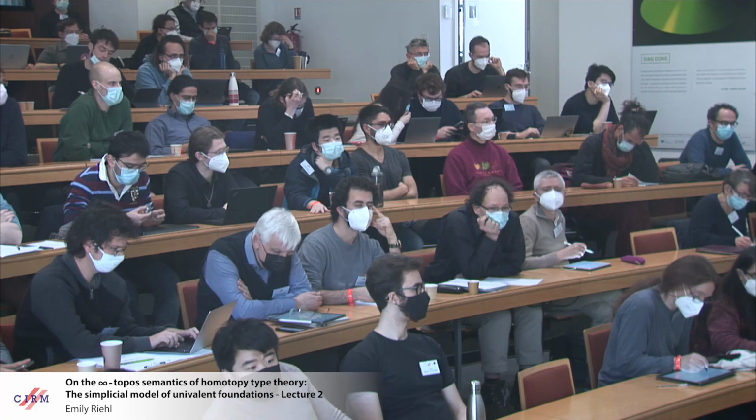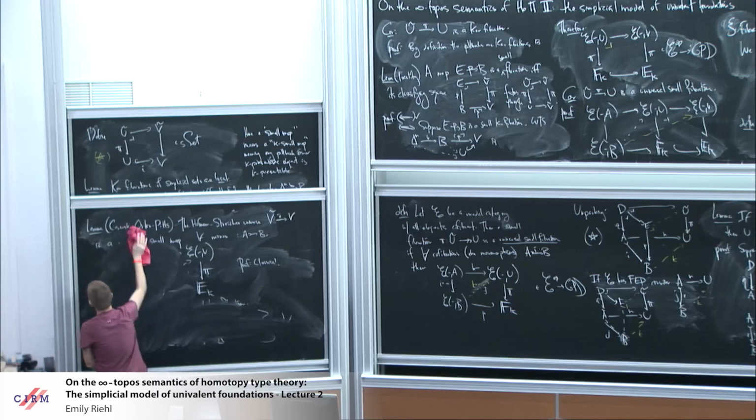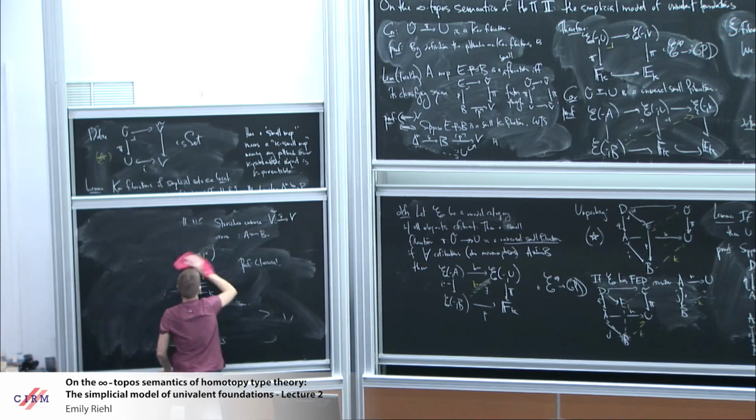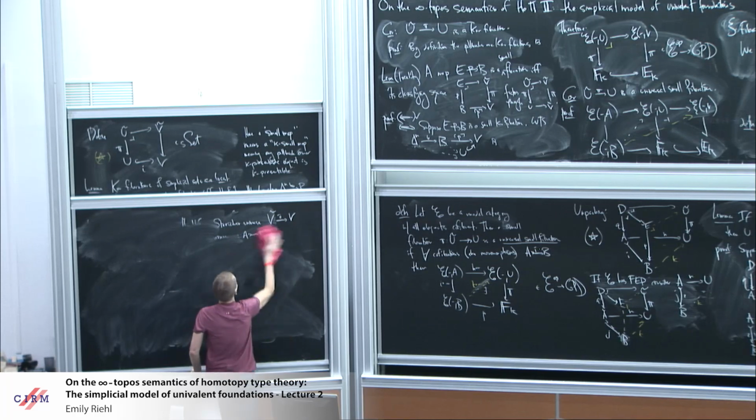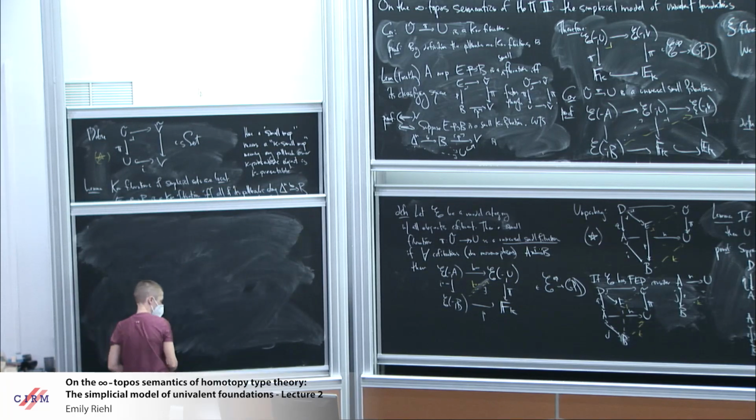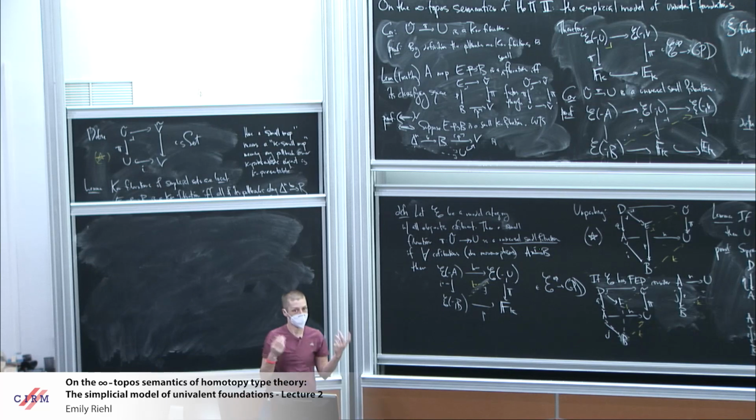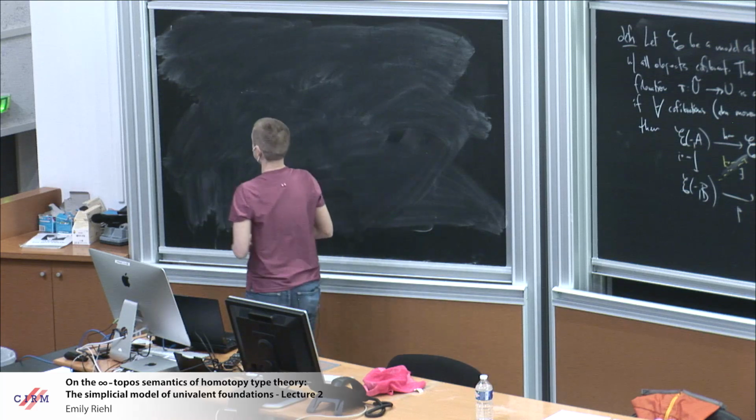Right, so I should remind you what the homotopy type theoretical statement of univalence is. And then I'm going to, as quickly as I can, give the model categorical analog of that statement.